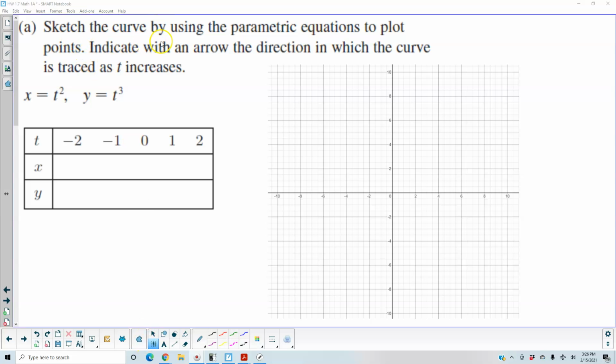Part A, we want to sketch the curve by using the parametric equations to plot points. We want to indicate with an arrow the direction in which the curve is traced as t increases, when x is equal to t squared and y is equal to t cubed.